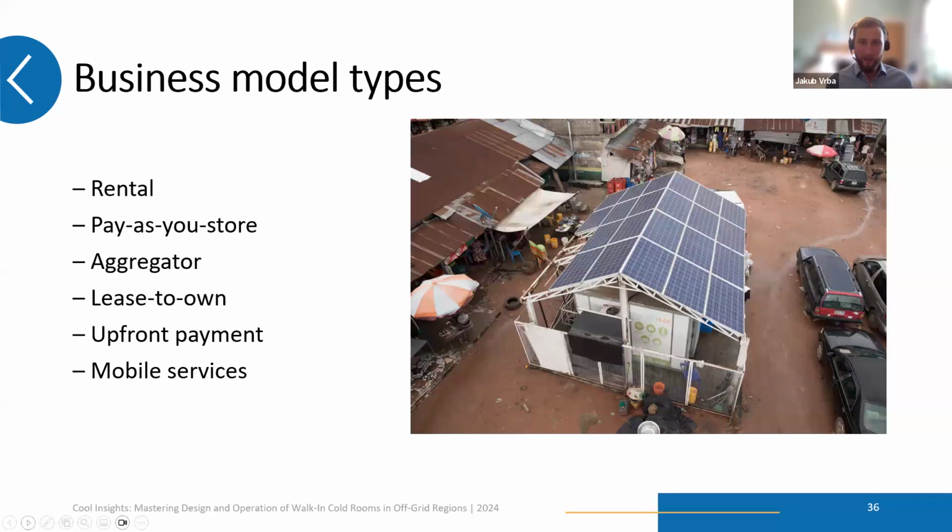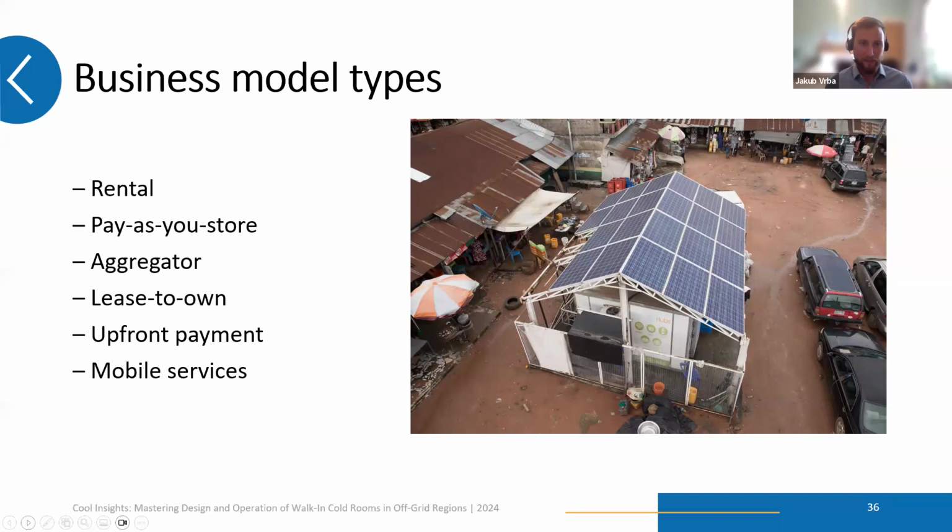Now, starting with the first, the rental model. In this case, the company who owns the cold room rents the space to customers. The customers in turn pay a monthly or seasonal fee to use the cold room, and it is really up to them how much they actually use it. So this means that the utilization rate risk sits with the customers.